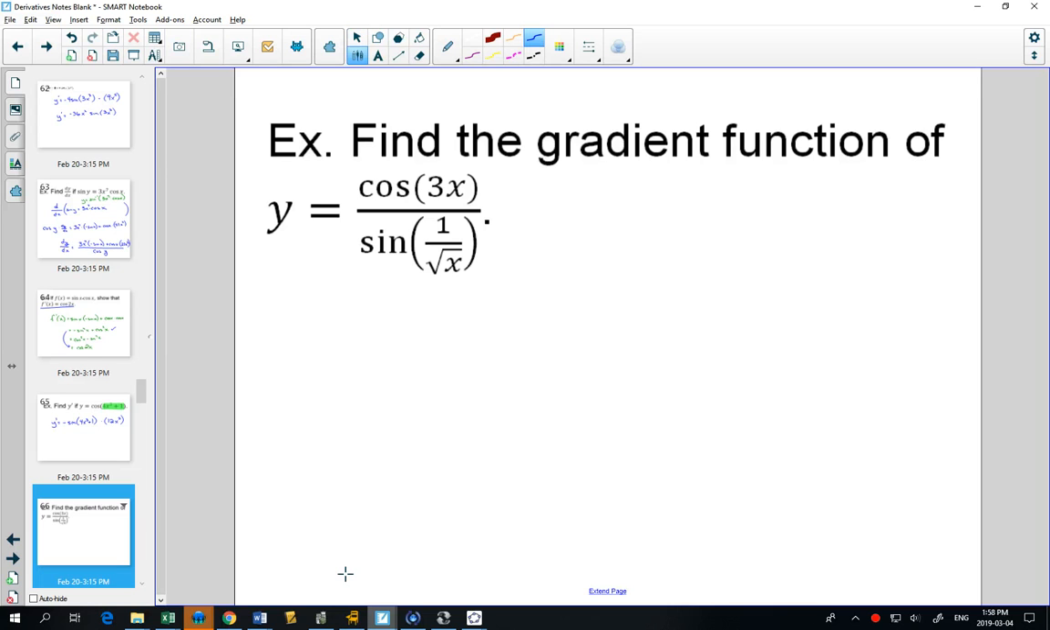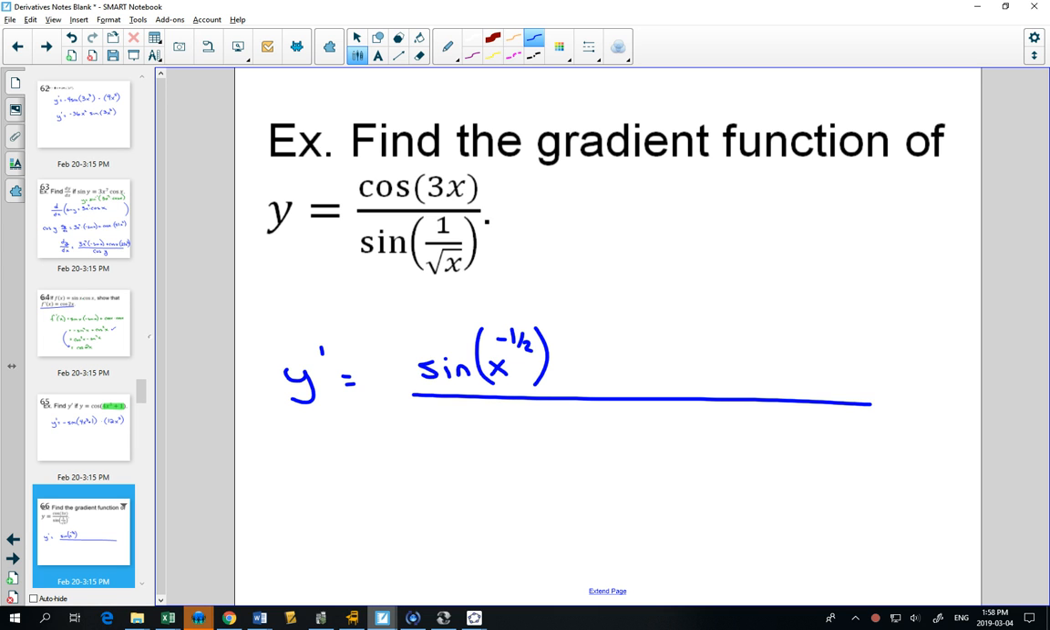So finding the gradient function, that's finding the derivative. We have a quotient rule here. Quotient rule says keep the bottom function the same. And I'm going to change that 1 over the square root of x to an x to the negative a half. Are you okay with that? Then multiply by the derivative of your function on top. Your derivative of your function on top is going to be a chain rule because there's a 3x inside of cos. The derivative of cos is negative sine. Keep the inside the same. Multiply by the derivative of the inside, 3.